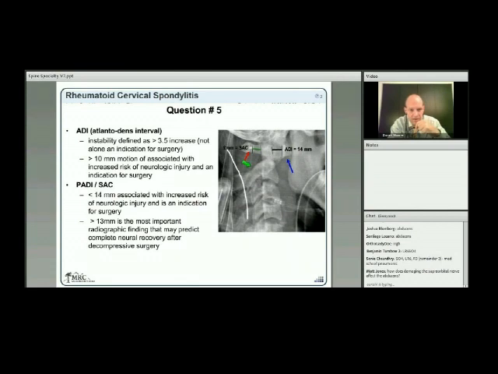Now, your PADI, or your space available for the cord, remember, this is the space the spinal cord is going through, so you want this number to be large. Less than 14 millimeters is associated with increased risk of neurologic injury and is an indication for surgery. And also by the work of Bowden, if it's greater than 13 millimeters on your pre-operative x-rays, this is a very important predictor in terms of complete neurologic recovery after surgery.